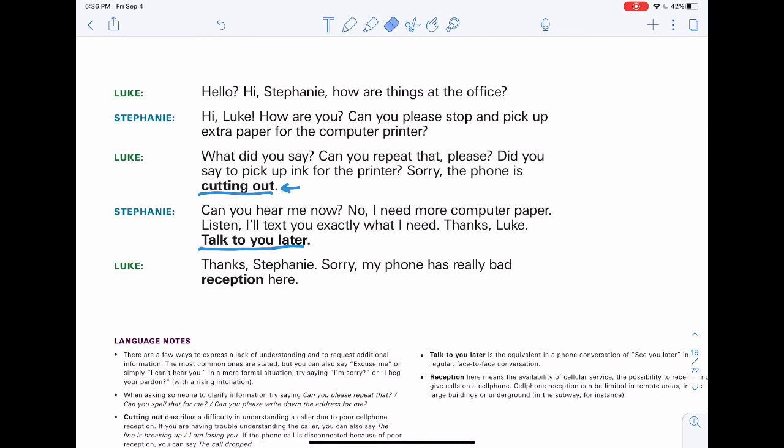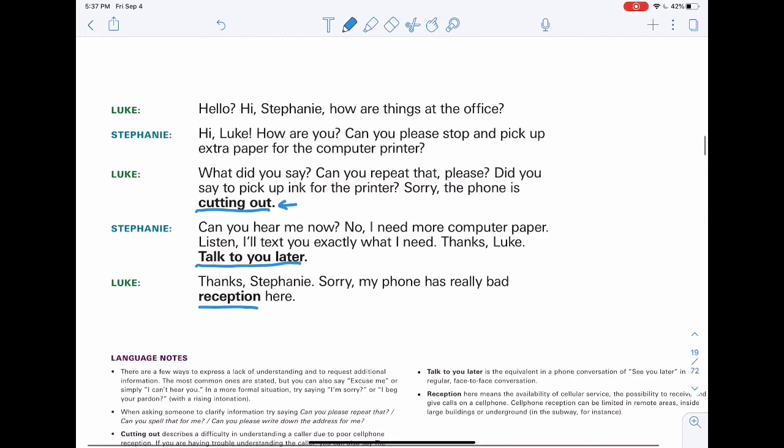You're cutting out. Alright, another thing that you can say is talk to you later. Okay, talk to you later simply means talk to you later. It's something like see you later, but on the phone you will say talk to you later. Okay, and reception is how we say the phone has no connection. Alright, so this is just another example of how you can tell someone if you're on the phone with them, oh, you're cutting out. That means you can't hear them properly.